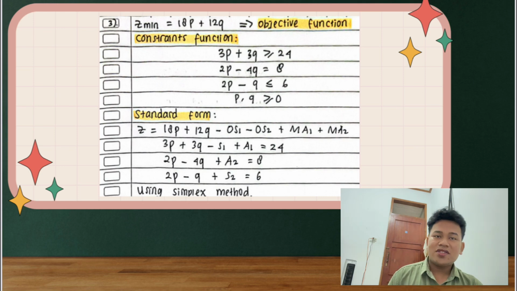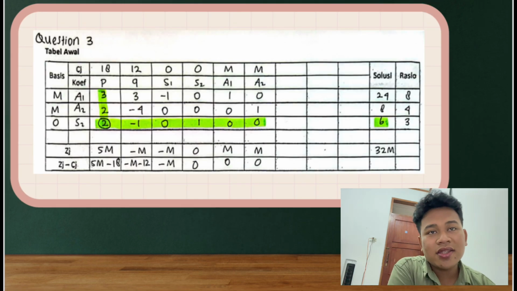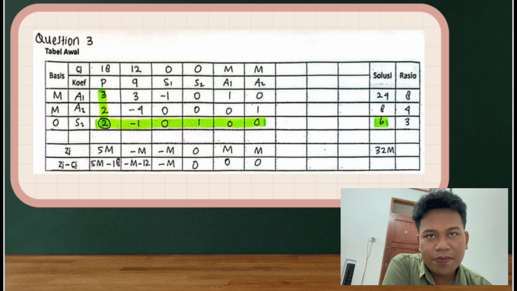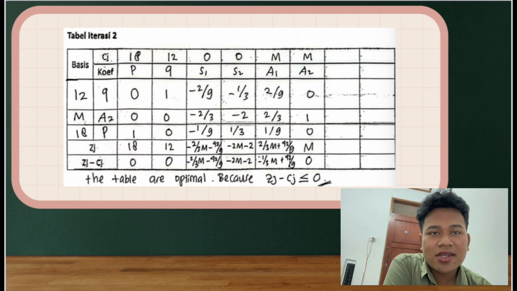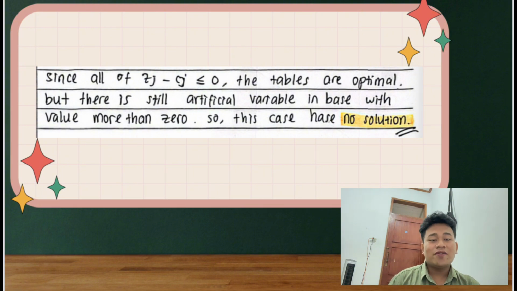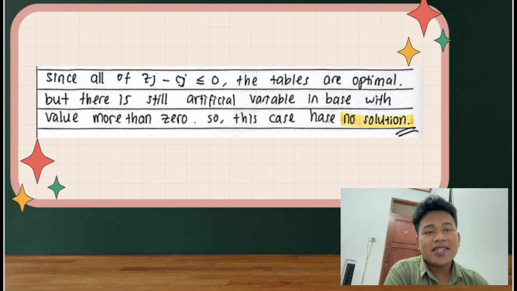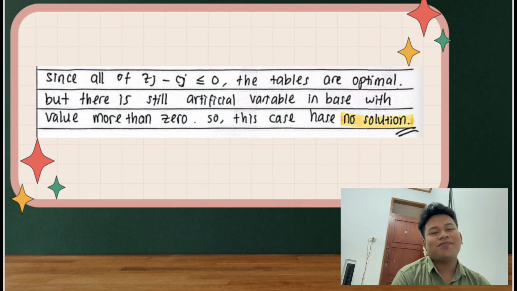Okay, then we solve it using the simplex method. Next, this is the initial table using the usual way of the simplex method. This is the first table. Next, this is the second table. Since all zj - cj ≤ 0, the table is optimal. But there is still an artificial variable in the basis with value more than 0. So this case has no solution.